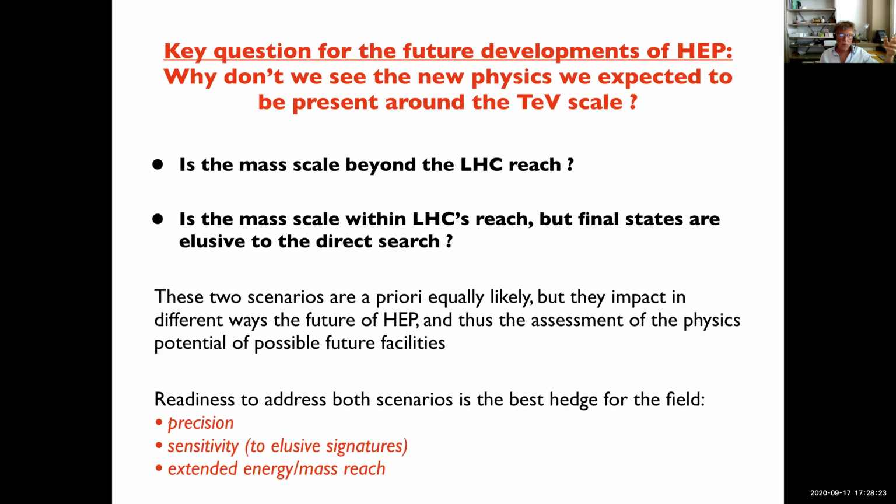So if we really want to build an important facility for long-term planning, we have to make sure that we can cover both of these possibilities. And to do that, we want an extended energy and mass reach in case the mass scale is indeed beyond the LHC reach. And we want to improve the precision, and improve the sensitivity to possible elusive signatures.